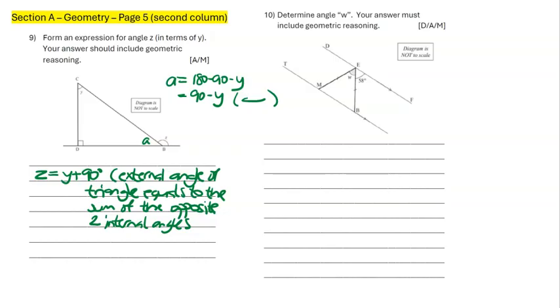I won't write out the full reasoning here. But now that you've got A, A and Z sit on the same straight line. So that means if you did Z, that's 180 minus A, right? And we know A, so it's 180 minus, don't forget to put it in brackets here because I'm substituting, 90 minus y. That there becomes 90 plus y because I've got 180 minus 90, and then I've got negative y, which becomes positive y. And that's actually the same as the expression I've got here.